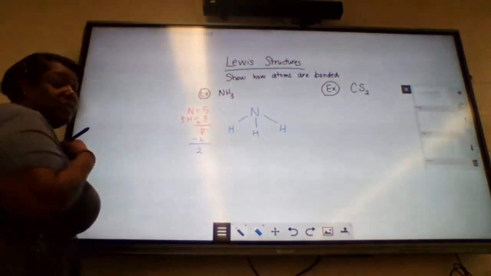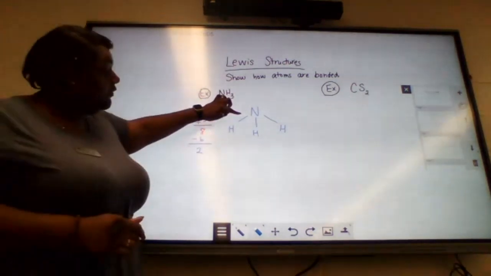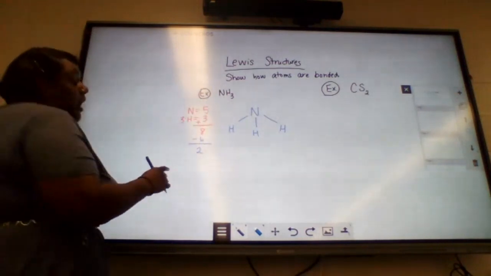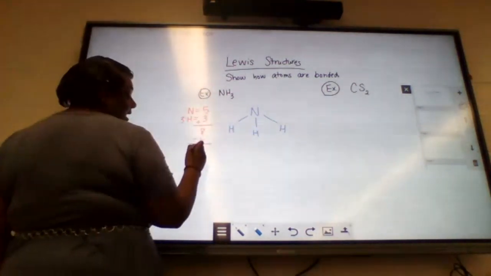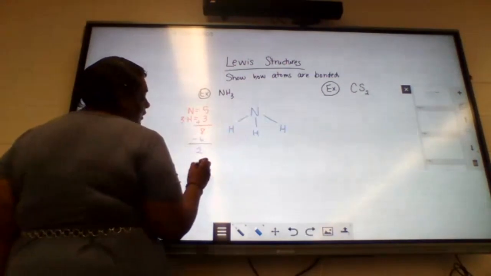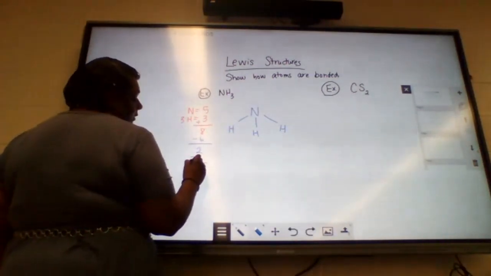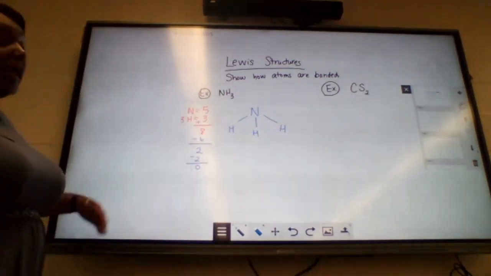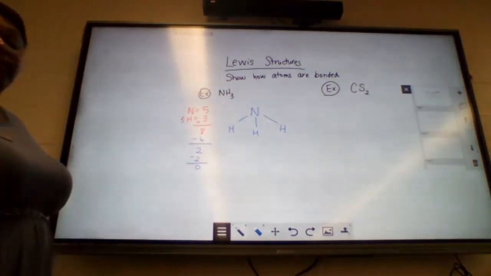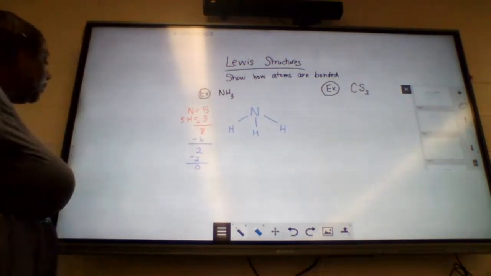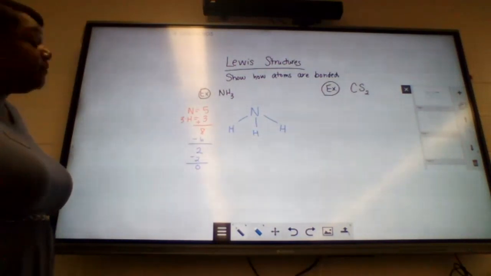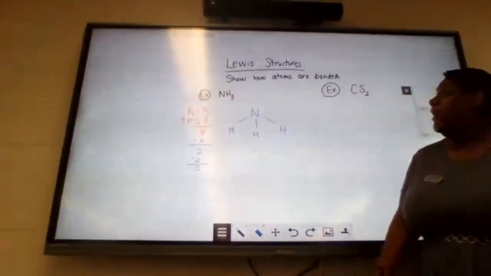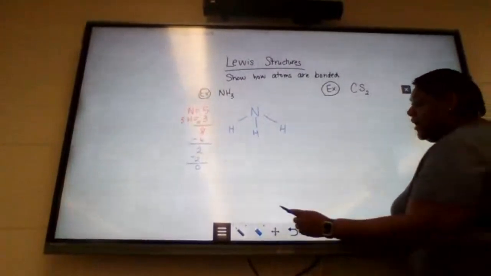But when I consider nitrogen, nitrogen has 2, 4, 6. It wants to get to 8. And so I've got to give it those last 2 electrons so that it can get to 8. And once I do that, I notice I've used all of my electrons in my pool and everything is stable. So this is the correct Lewis structure for this molecule. Now, when I move on to my other example, if I do CS2, please notice I've got to count my valence electrons.